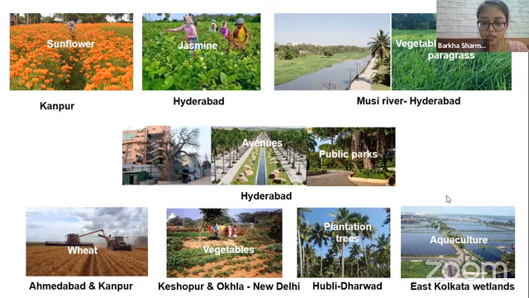Success of aquaculture. The East Kolkata wetland fisheries are the largest single wastewater system used in aquaculture in the world.